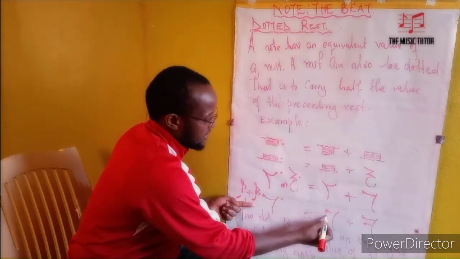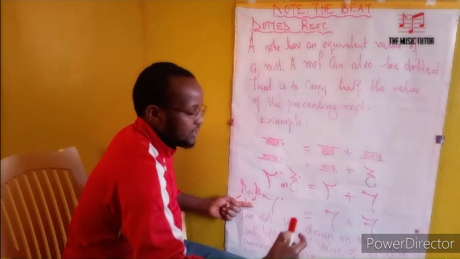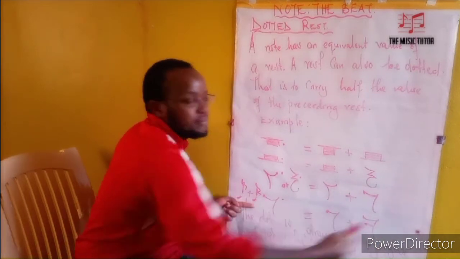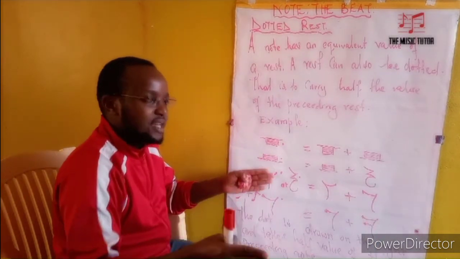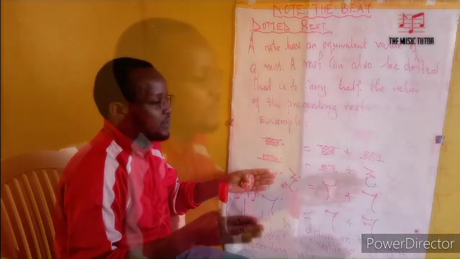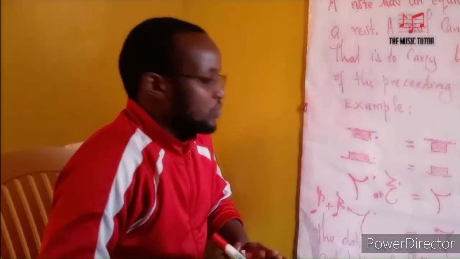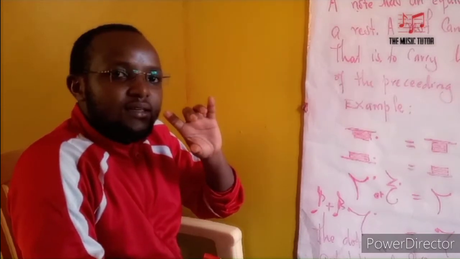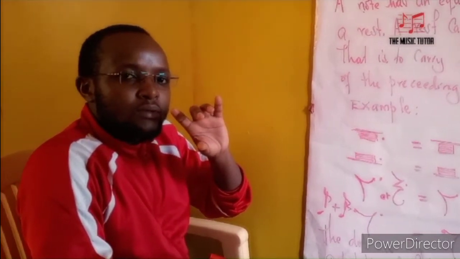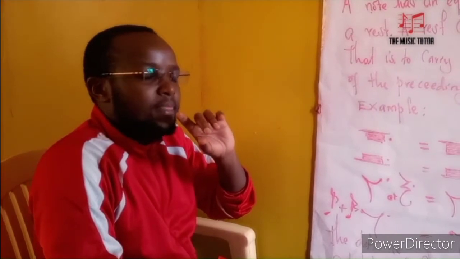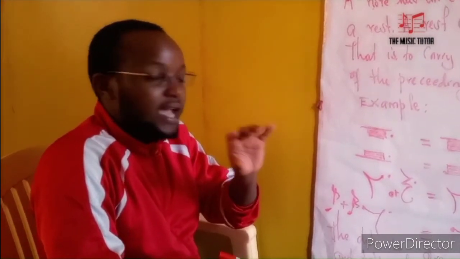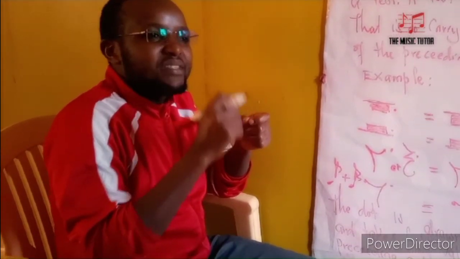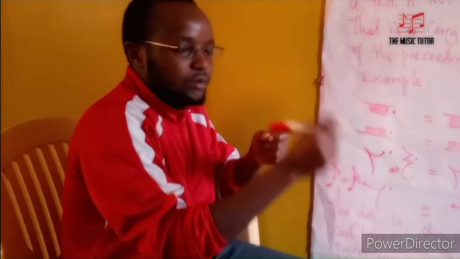This is the value of a whole quaver extended to the value of a semiquaver, so it will be just slightly longer than a quaver. As you have also noted with the rest, the dot is written on the right side. That makes it carry half the value of the preceding rest.